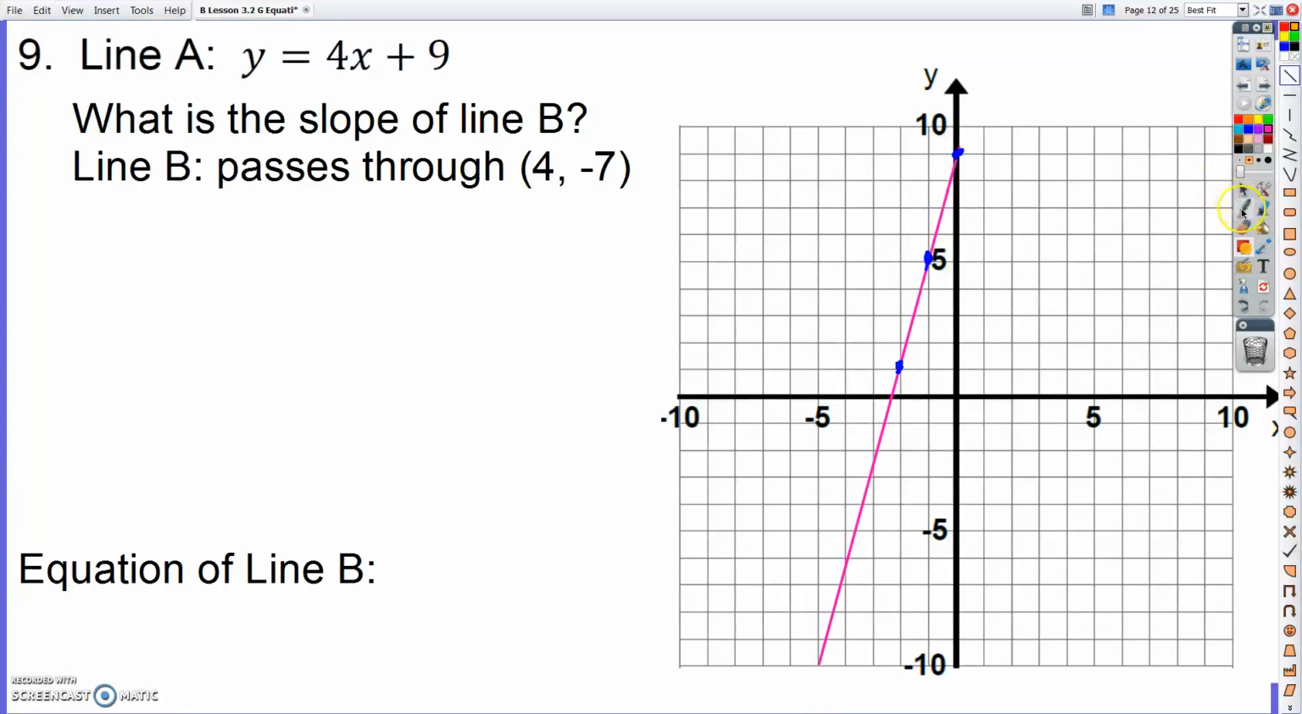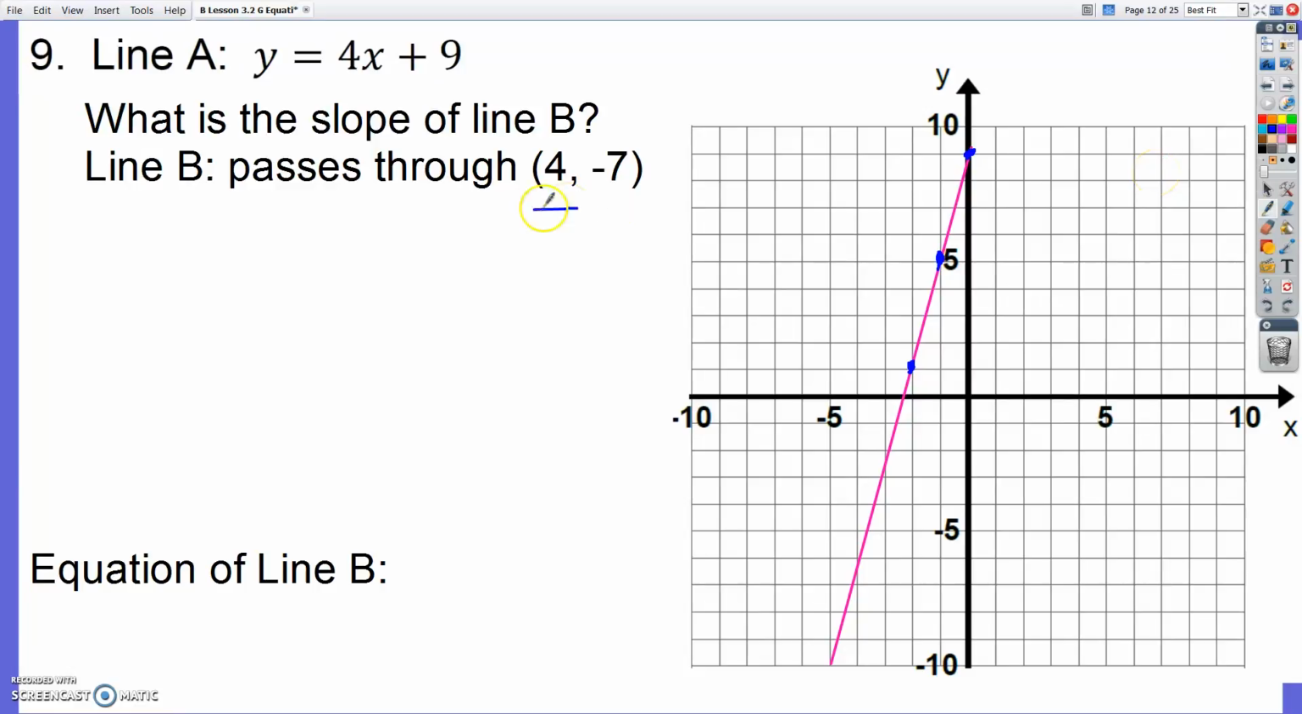Now the second step is the perpendicular line. So it says start right here at 4, negative 7. So I'm going to go over 4, and then I'm going to go down 7. So 5, 6, 7. And what we want to do is the inverse slope. We want to do a perpendicular slope. So if we have the slope here, to my line B, the perpendicular slope is going to be 1/4.